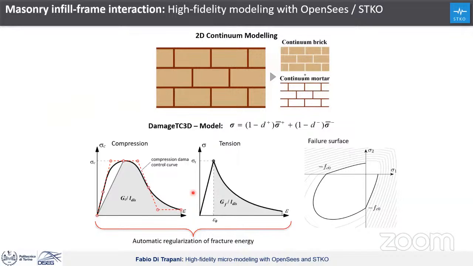What we are using here, as maybe most of you know, is the damage TC3D model for the masonry, and the new ISD concrete model that is used for the reinforced concrete. The great advantage here is that we have an automatic regularization of the fracture energy. And what is interesting in this approach is that we are modeling the mortar and the brick as a continuum element. And this is a great advantage because we can model either sliding of mortar joints and also cracks inside the infilled walls.